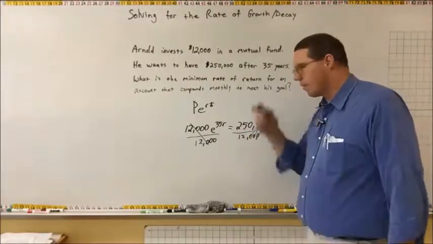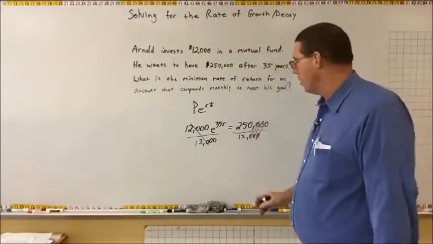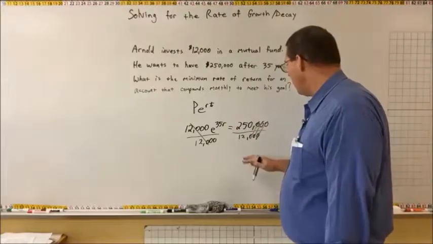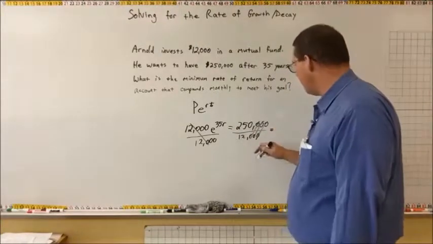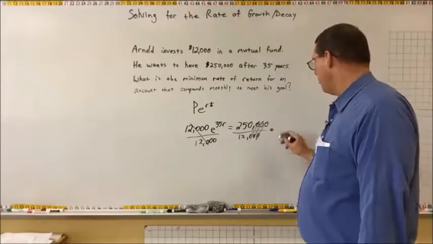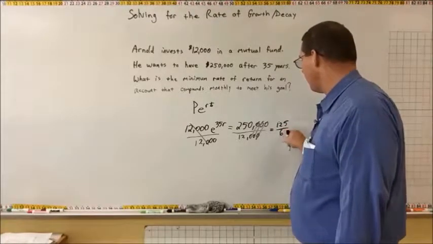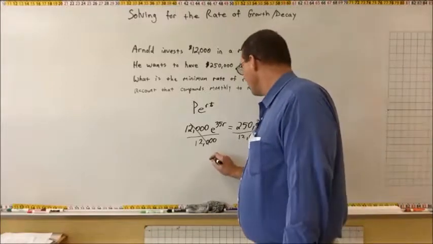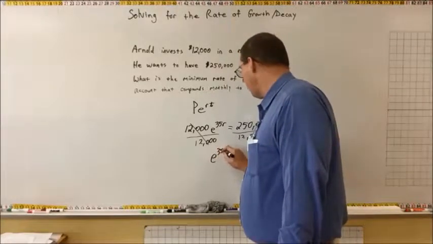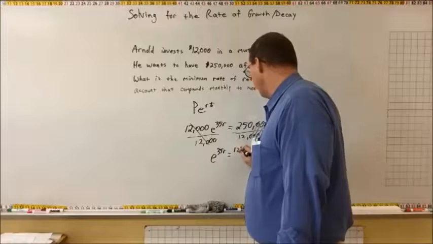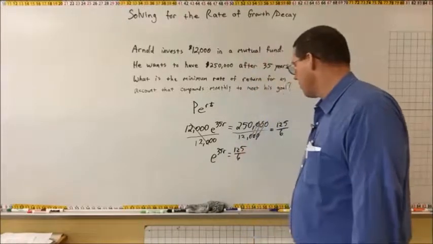Oh, I messed that up before. I think I put 25 over 12. It's supposed to be 250 over 12, which can actually be reduced. If we divide by 2, it would be 125 over 6. That's right. Let's do 125 over 6. So we have e to the power of 35r is equal to 125 over 6.